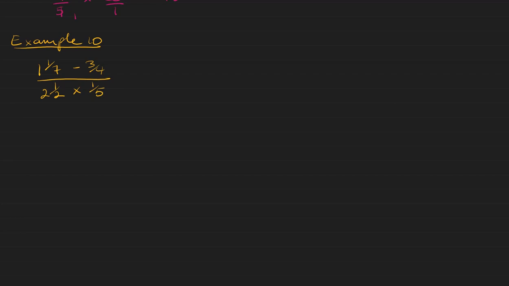Again, we want to change all the mixed number fractions to improper fractions first. So 1 and 1 on 7 changed is going to be 7 by 1 is 7, plus 1 is 8, so 8 on 7. And then we have 2.5. 2 by 2 is 4, plus 1 is 5, so 5 over 2. Rewriting, we have 8 over 7 minus 3 over 4 all over 5 over 2 multiplied by 1 over 5.